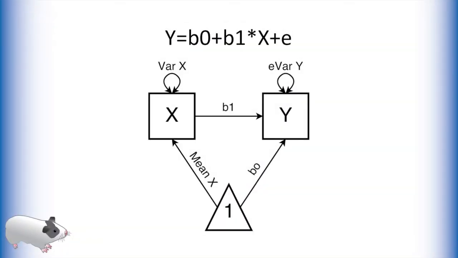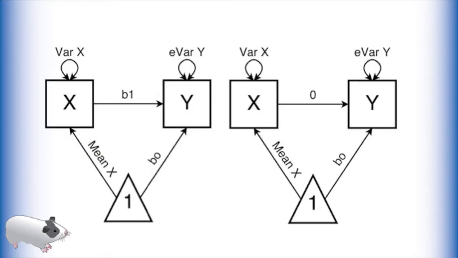In the previous video, we modeled this equation, y equals b0 plus b1 times x plus error. In practice, we are usually interested in testing if there is a linear effect of x on y. That is, if the value of b1 is 0 or not. In the structural equation modeling, or path analysis framework, we ask the same question by comparing model likelihoods.